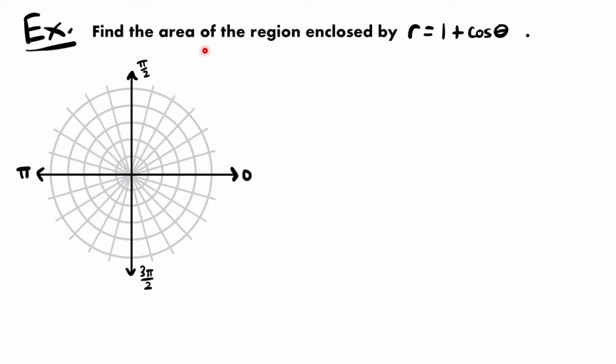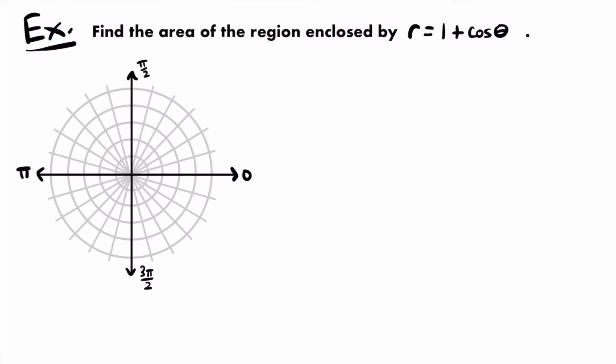We want to find the area of the region enclosed by r equals 1 plus cosine theta. Unlike our previous example, this polar equation is not going to represent a circle. In fact, if you are familiar with your polar equations and their graphs, you might recognize this equation to be a cardioid. This specific polar equation is in the form of r equals some constant plus another constant times cosine theta. In this case, both of those constants are 1.